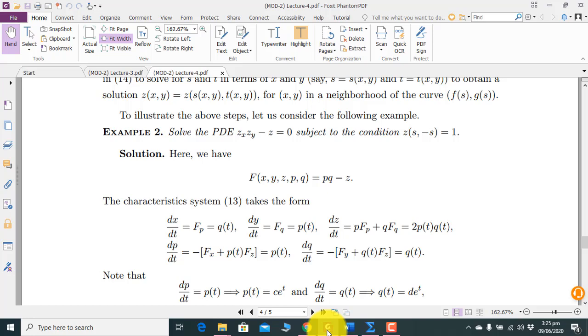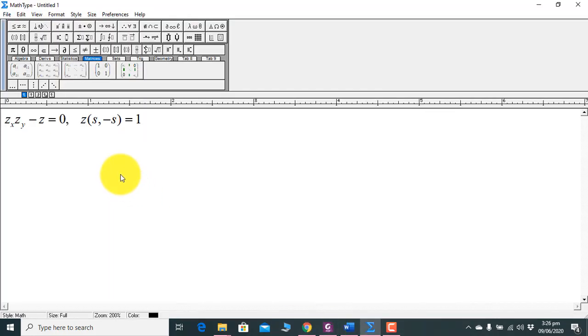The problem is that from this question there will be 5 simultaneous ordinary differential equations and you need to solve them, but there will be only 3 conditions with which you can find the particular solution of the initial value problem. What are these 3 conditions? If you remember, we were required to find x of s, t.